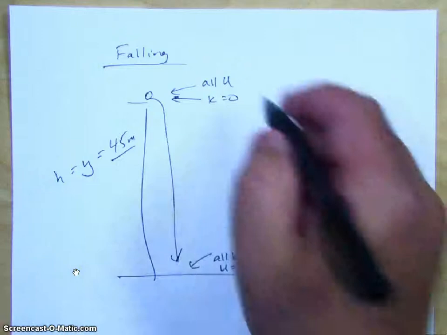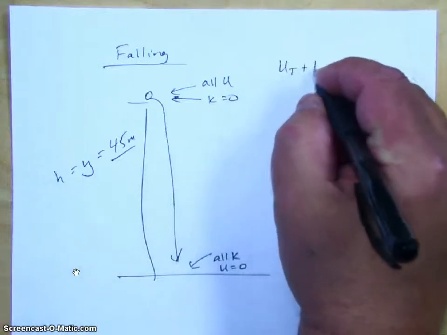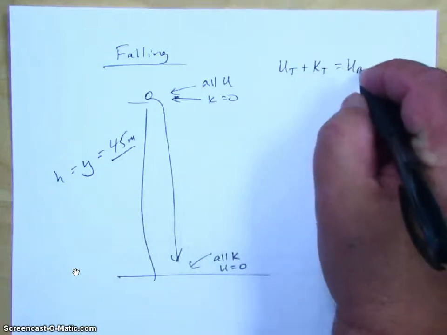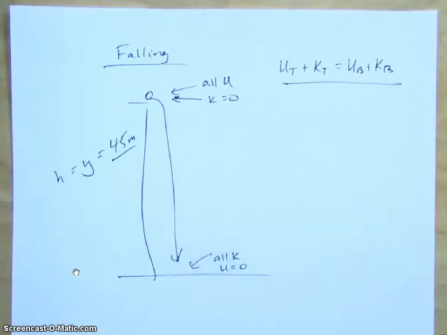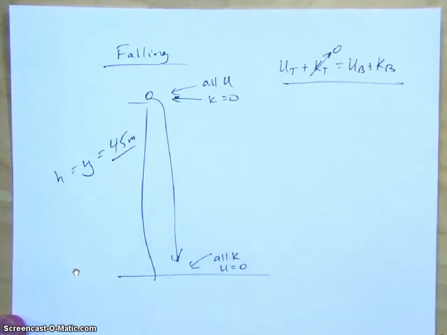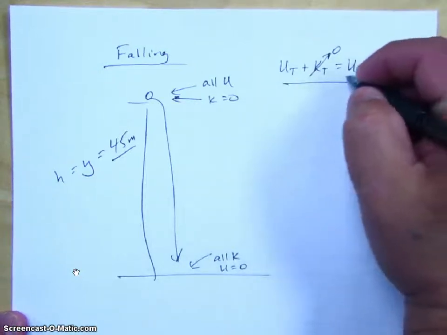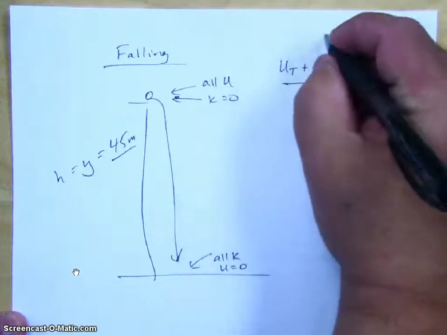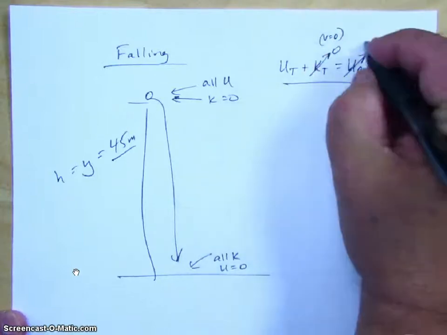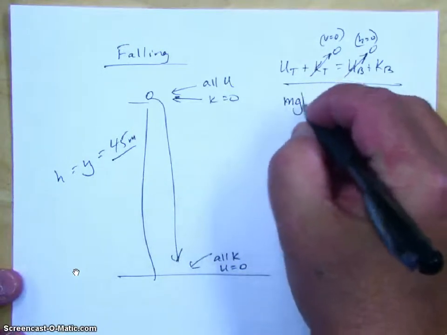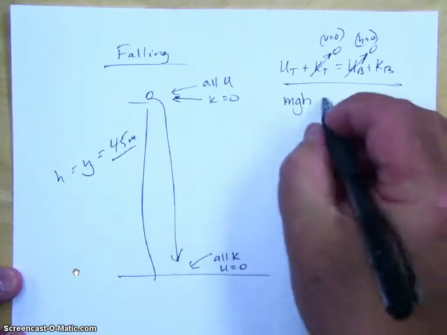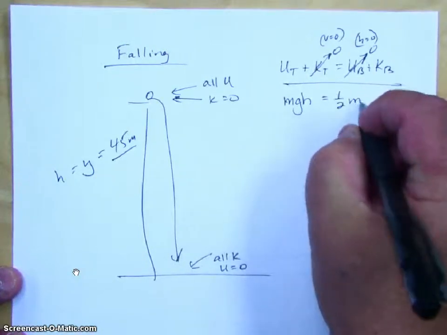What I can now say is that U at the top plus K at the top is equal to U at the bottom plus K at the bottom. That's our basic statement to start from an energy point of view. Now we need to locate the terms that go to 0. At the top, the kinetic term goes to 0, and at the bottom, the potential term goes to 0, because right up here, V is equal to 0, and down at the bottom, H is equal to 0. So therefore, those terms disappear. Now, at the top, potential energy is mgh. That's going to equal 1/2 mv squared.